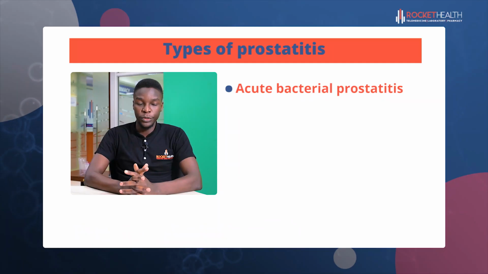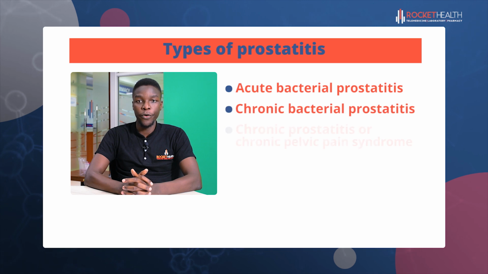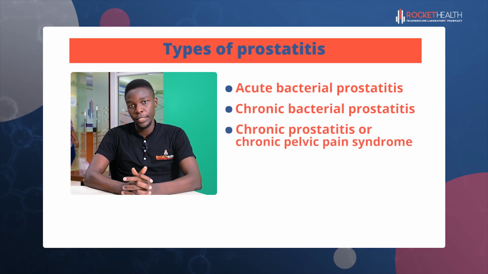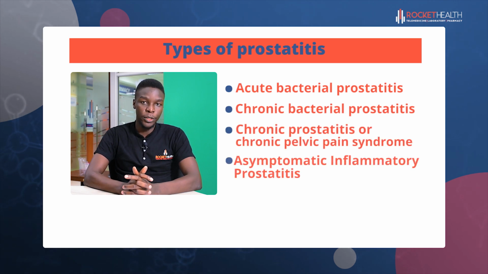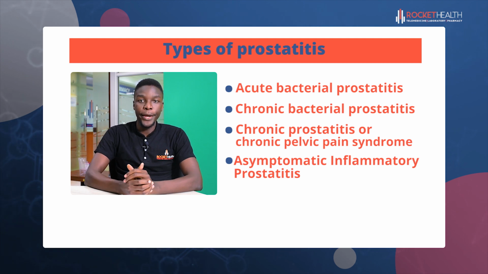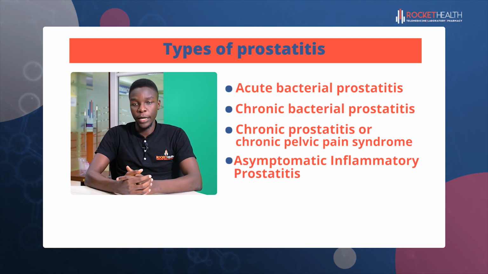So we have about 4 types of prostatitis. We have the acute prostatitis, we have the chronic, then we have the chronic pain prostatitis, and then lastly we have the asymptomatic inflammatory prostatitis. I'll go ahead and explain what each of these mean and how they present.